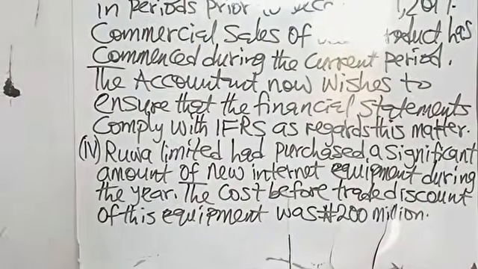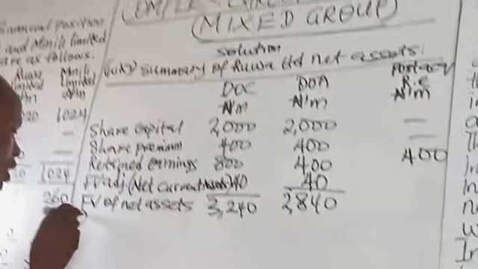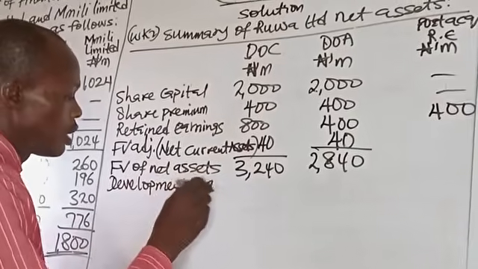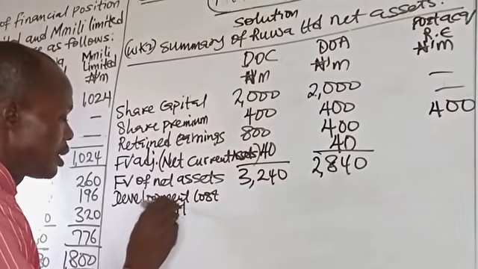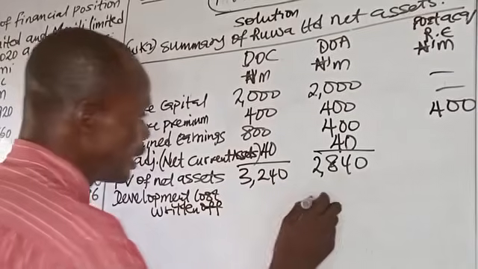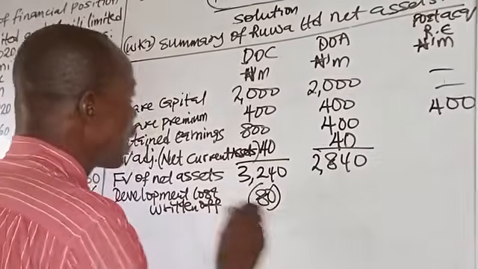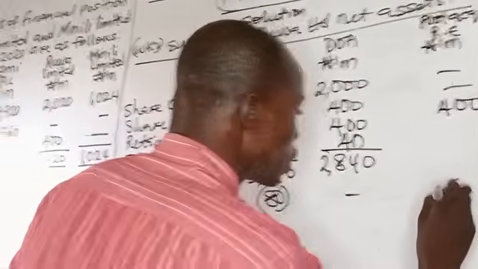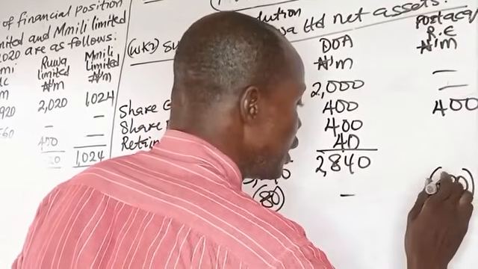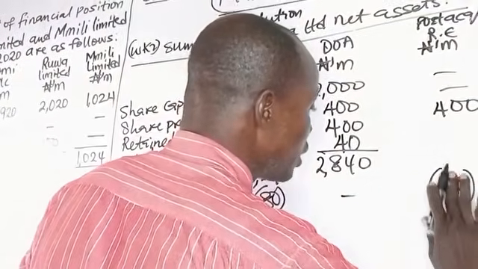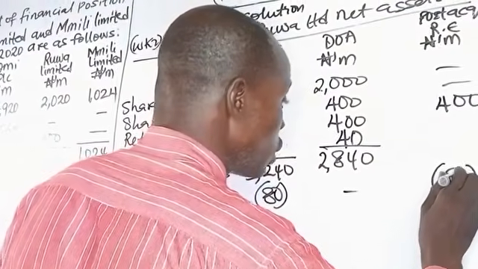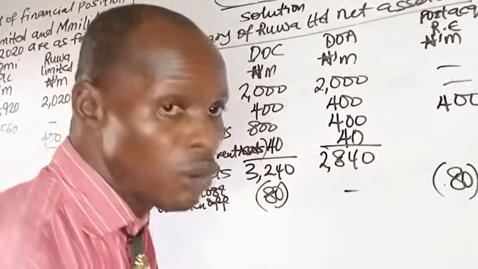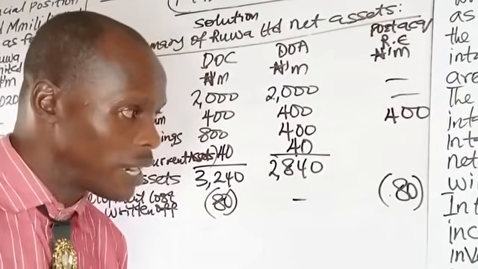So we have development cost written off, 80 million. I've told you that the DOC column serves as a memorandum column. So you want to deduct it from retained earnings. So subtract 80 million from retained earnings. If you are subtracting it from retained earnings, that means you are deducting it from profit or loss. So you want to write it off. Then the same 80 million will be deducted from inventory in the statement of financial position.